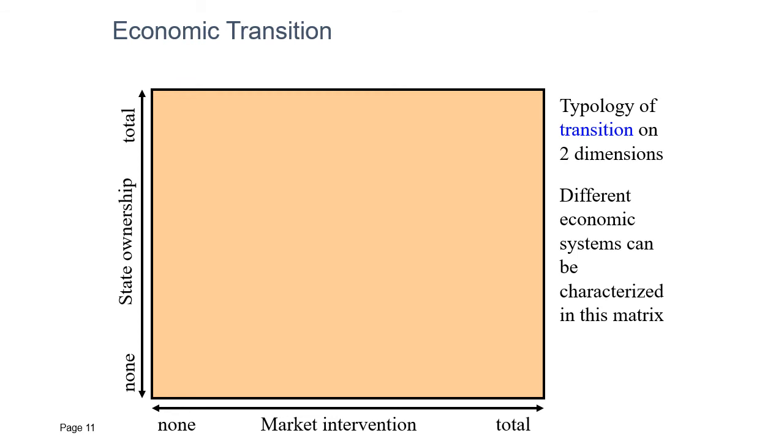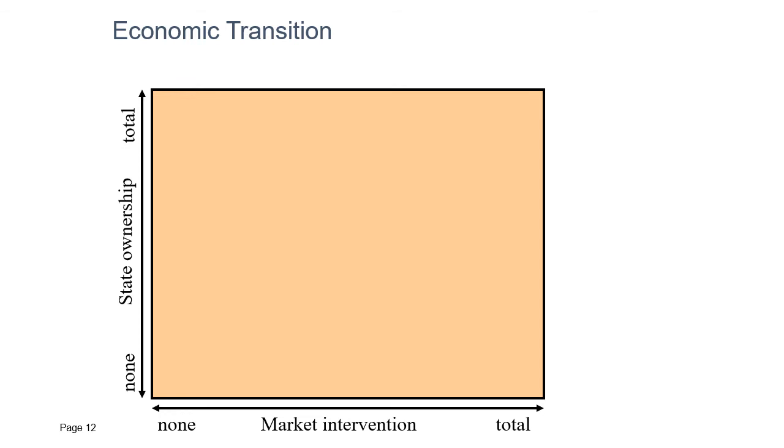And we're going to have different economic systems, and we're going to characterize them in this matrix. The first comparison is going to be between capitalism and communism. When capitalism is in place, we're dealing with no state ownership. Everything is owned by private firms, and we're also dealing without any market intervention. So government is not doing anything. Everything is owned by the private firms, and there's no interaction by government at all. So that's going to be at the bottom left of the matrix. That is where capitalism is going to be.